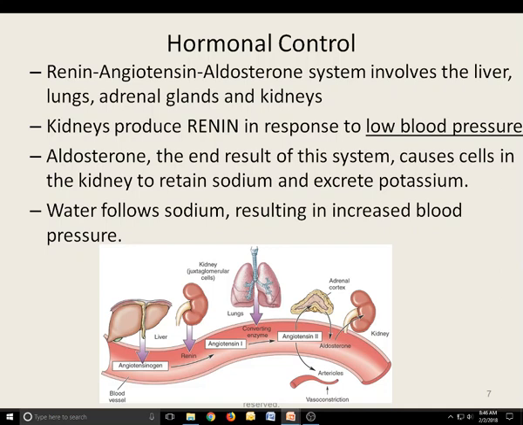Renin eventually causes aldosterone to be released. Aldosterone raises blood pressure. The arterioles vasoconstrict. This raises blood pressure. So ultimately, the goal of this entire system is to raise the blood pressure back up because the kidneys initially detected that the blood pressure was too low.